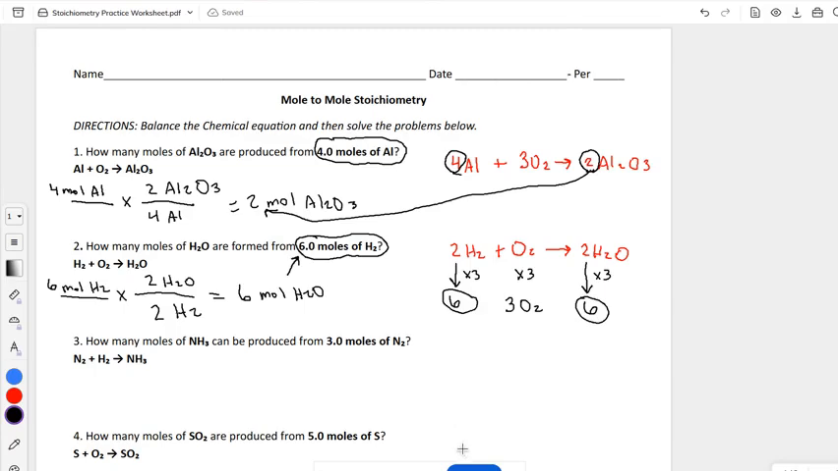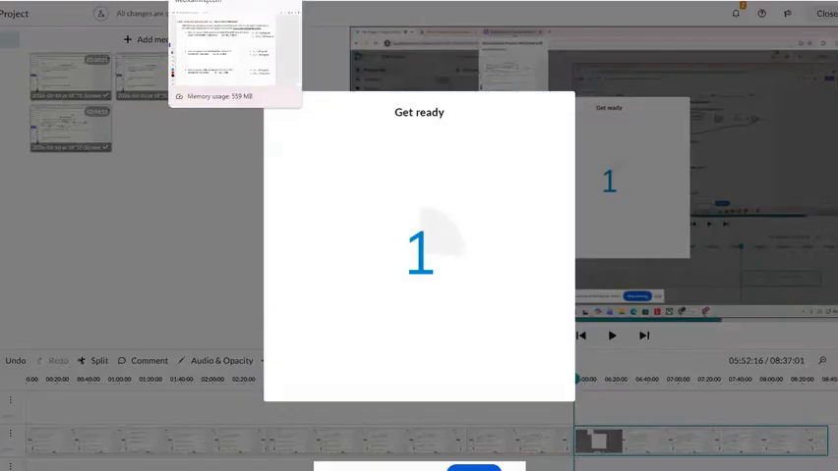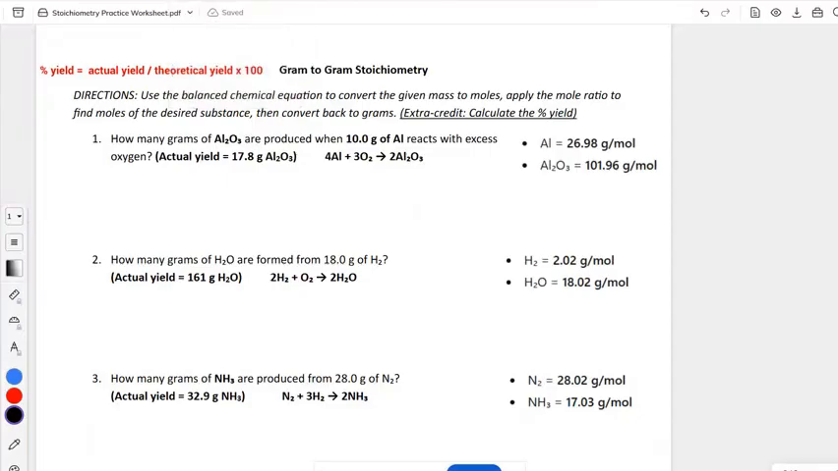All right, I'm moving on to some more difficult problems. All right, so now on to the gram to gram. So the last ones we were doing were mole to mole. And let's see, is my thing, there we go, it's moving. So now it's gram to gram, the mass of one substance to the mass of another. All right, so it's going to be this, it's just got an extra step.